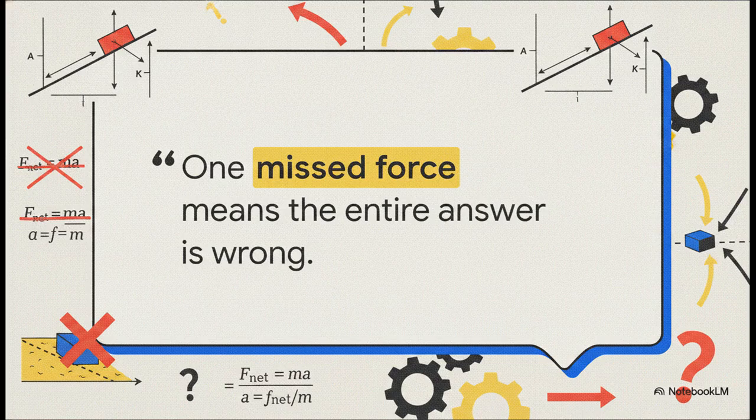Look at this quote. If you miss a single force arrow, say you just forget to include friction on a sliding object, it will completely derail all your math from that point forward. Your net force will be wrong, your acceleration will be wrong, your final velocity will be wrong, the whole shebang. Your FBD is your absolute rock-solid foundation.